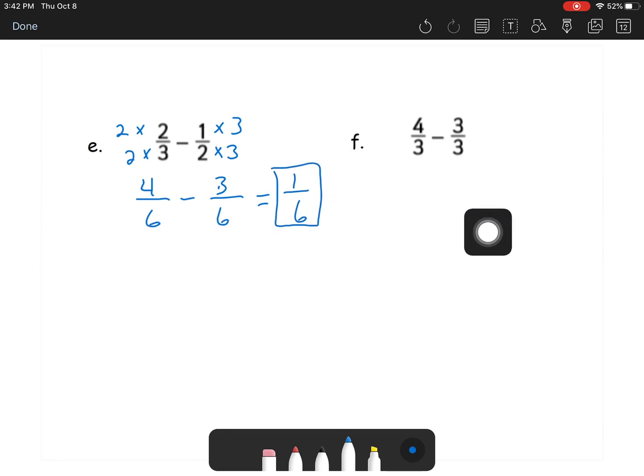Okay, these already have common denominators, so that's pretty easy. 4 minus 3 is 1, so 1/3 for that one.